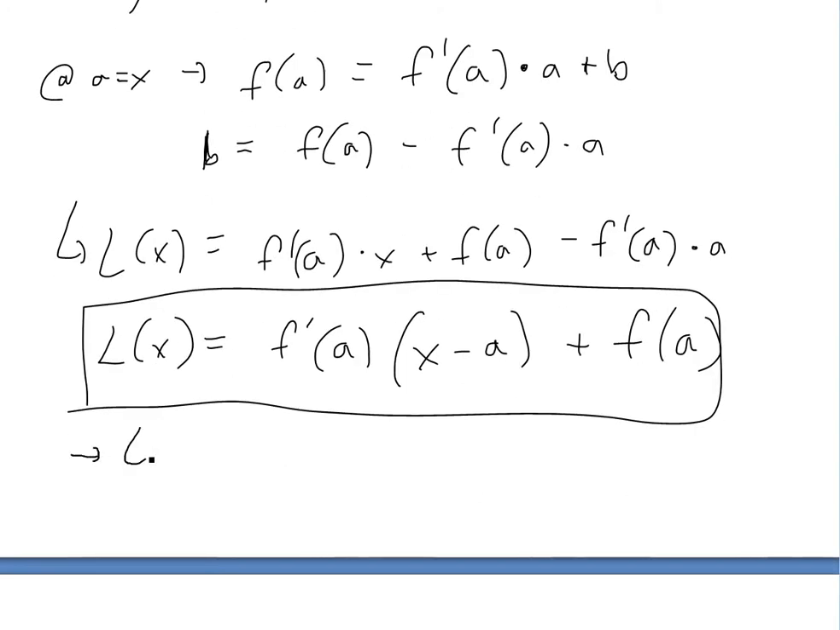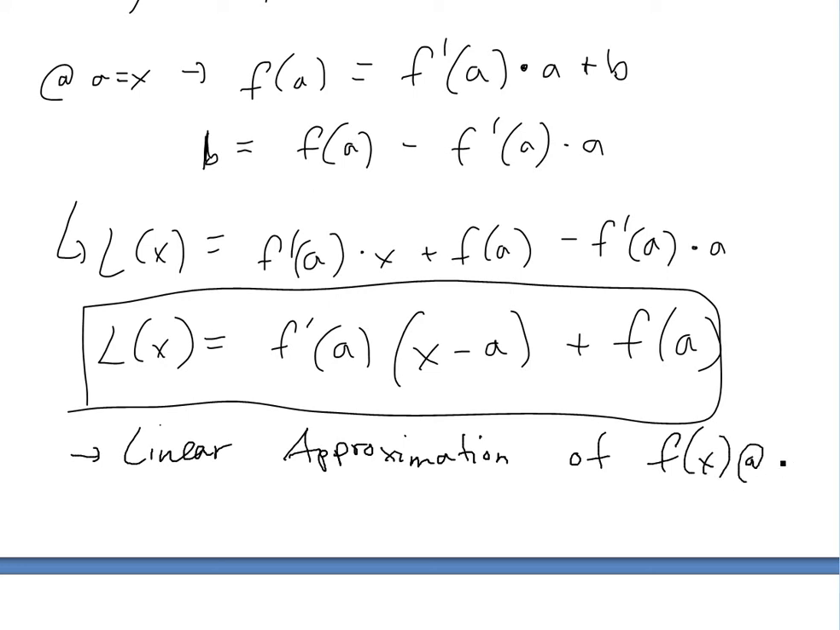And this is called linear approximation. The linear approximation of f of x at a is approximately f of x, so you could write it with the approximate sign, f of x near a. So it is basically near a. Always keep that in mind.